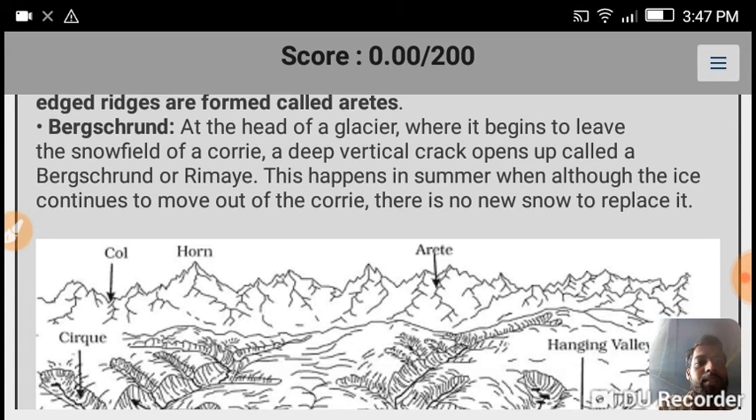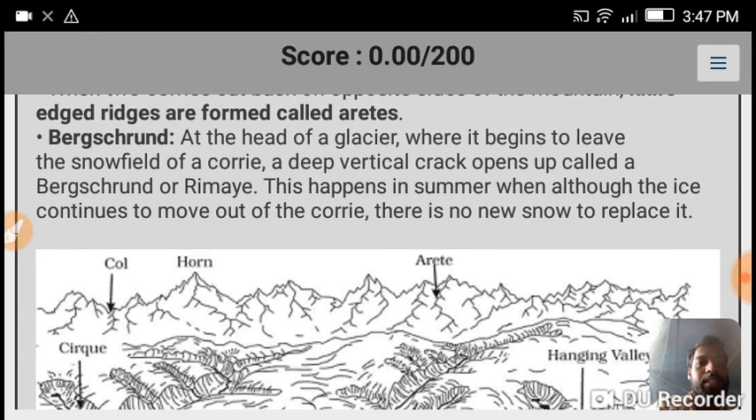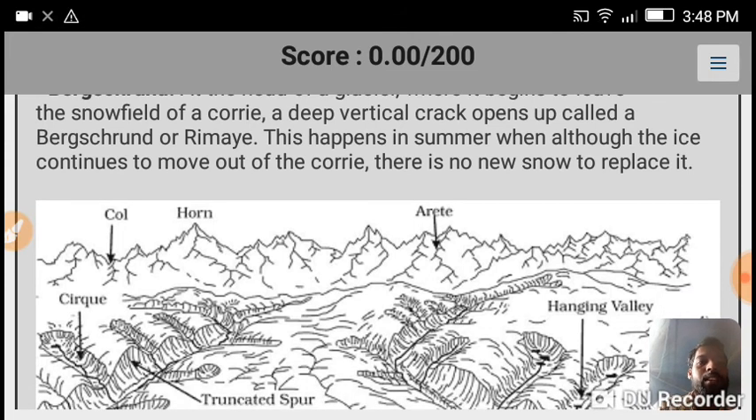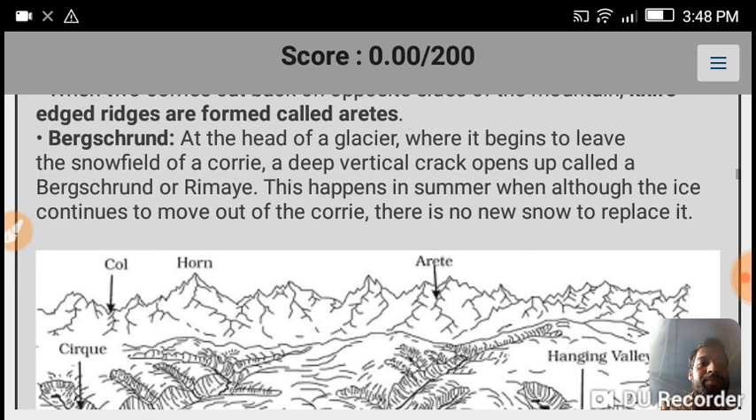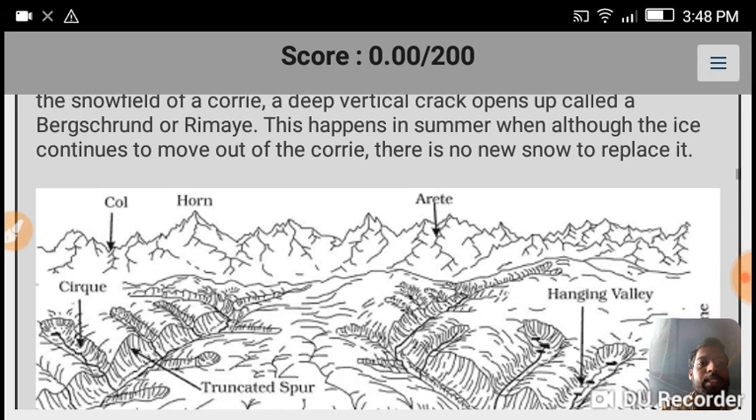Bergschrund: at the head of a glacier, where it begins to leave the snowfield of a cirque, a deep vertical crack opens up called a bergschrund or rimaye. This happens in summer when, although the ice continues to move out of the cirque, there is no new snow to replace it.